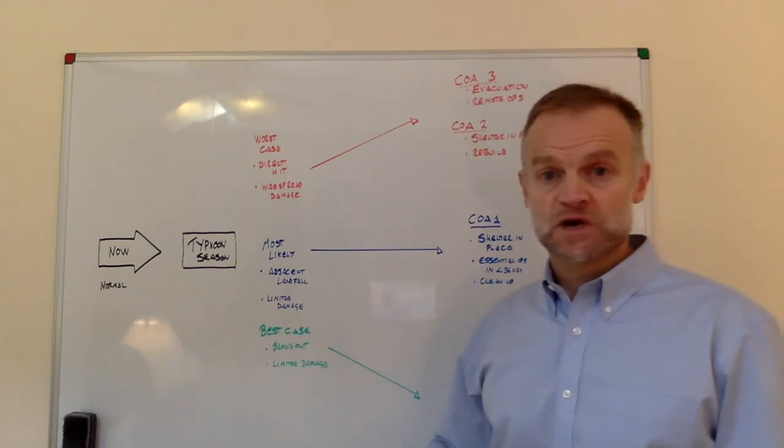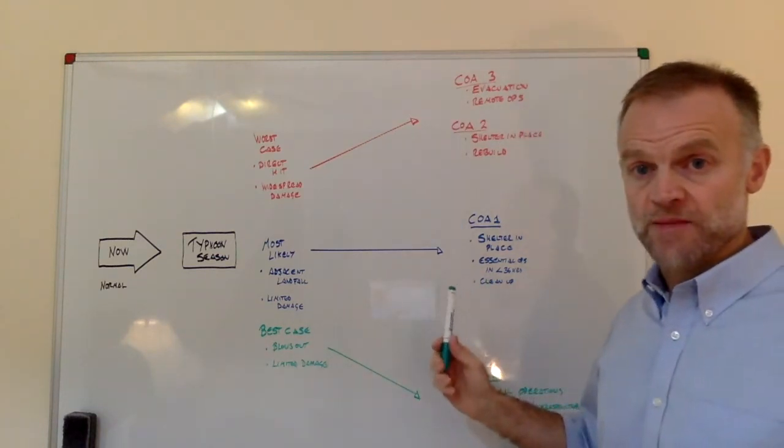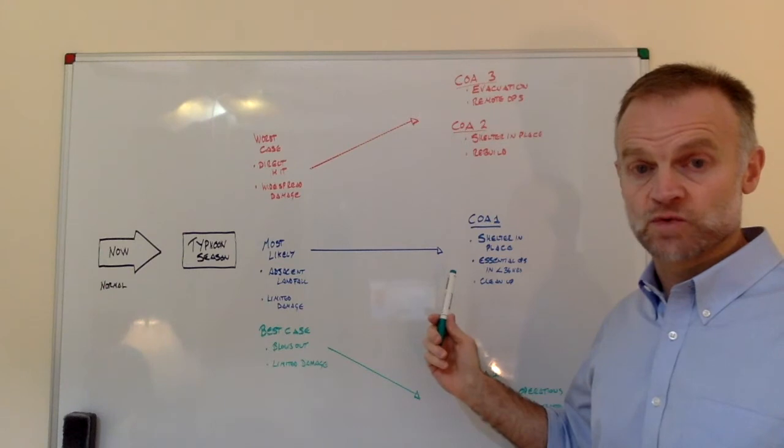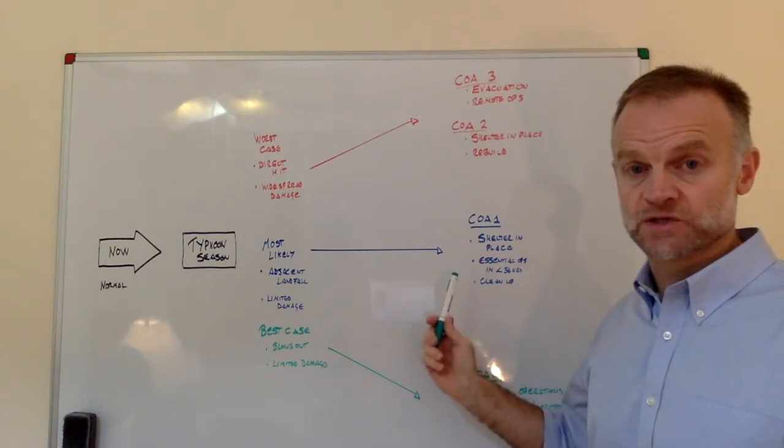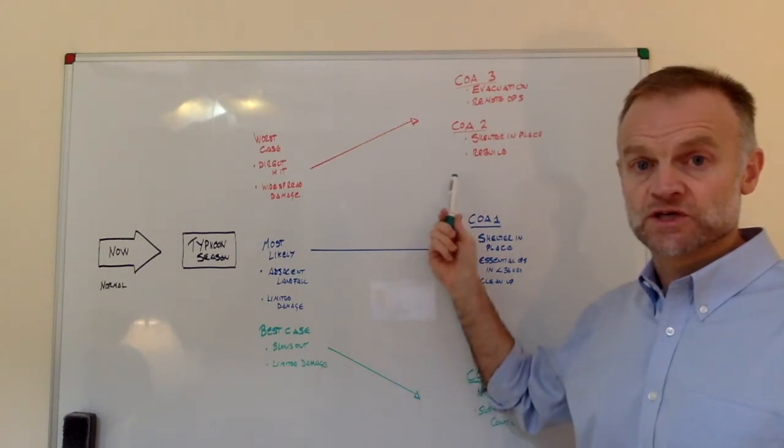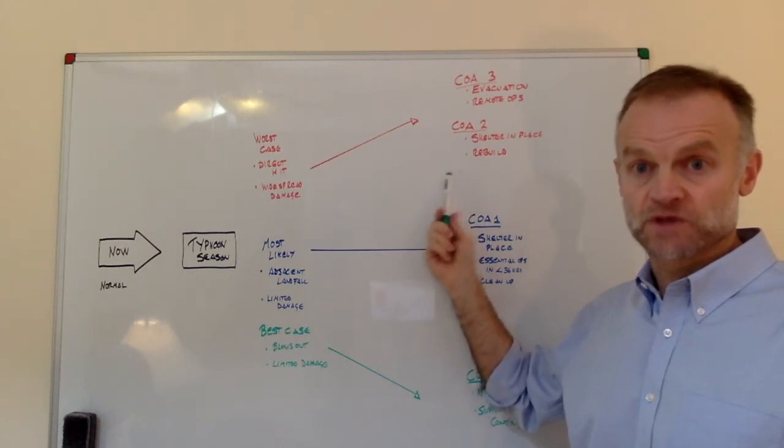With those 3 scenarios, what we can then do is start to map out courses of action. Course of action 1 for the most likely, which is shelter in place. Course of action 2 for the worst case scenario, also shelter in place, but we're assuming much more significant damage.